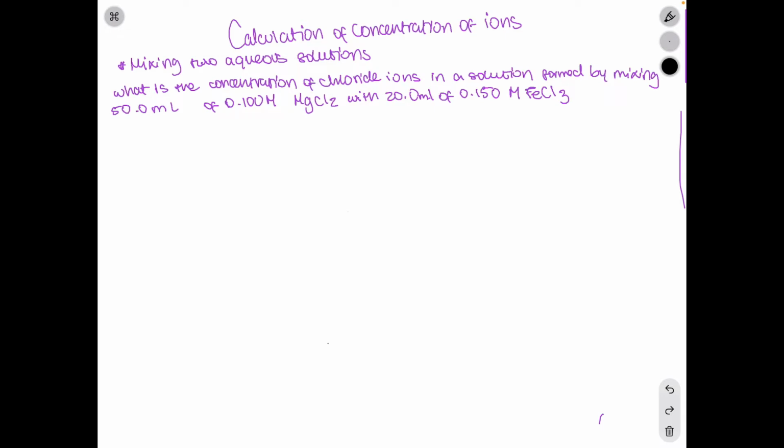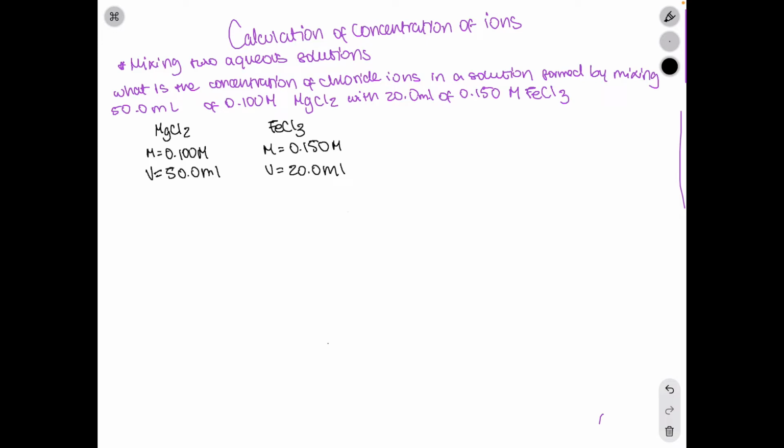So first, let's write what we have. So what we know, our data. For magnesium chloride, we know that the molarity is 0.100 molarity, and the volume is 50.0 ml. And then for iron chloride, the molarity is 0.150, and the volume is 20.0 ml.